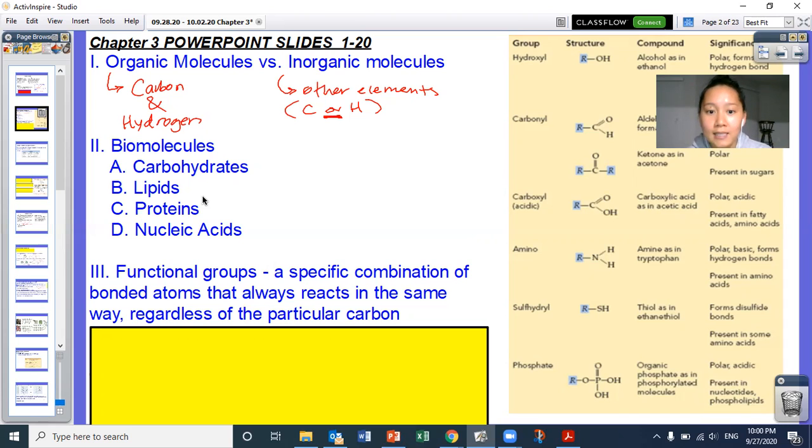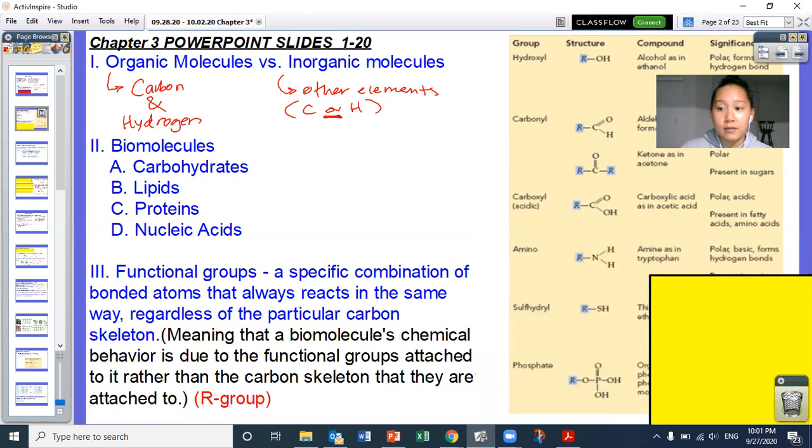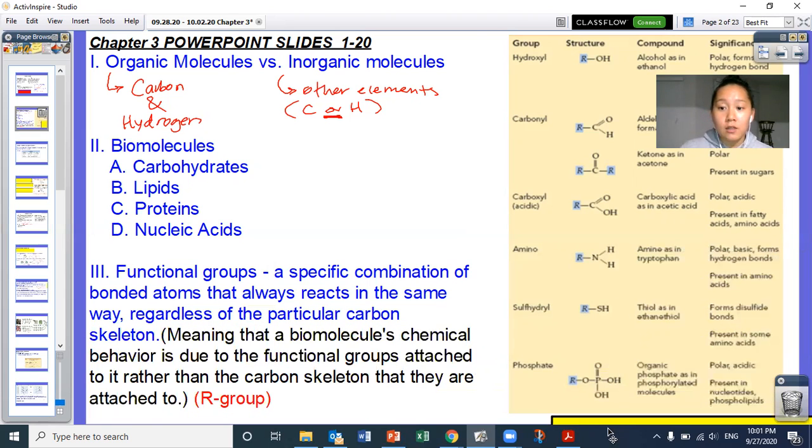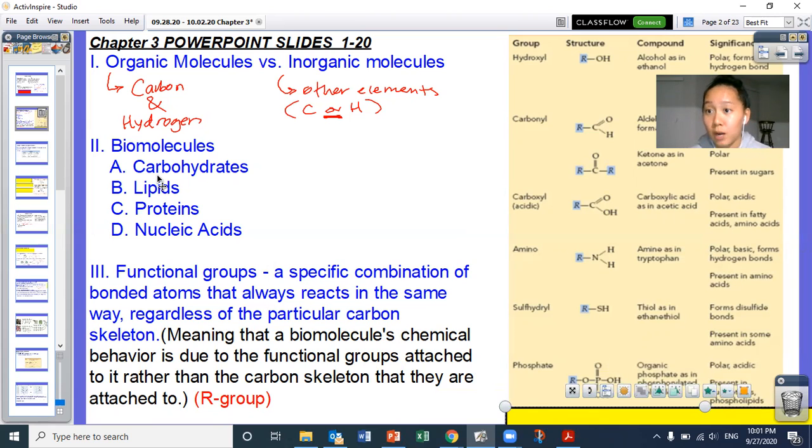It always reacts in the same way, regardless of the particular carbon skeleton, right? The carbon skeleton that's on the main molecule actually isn't going to affect its job that much. We already know the general job from it being in one of these 4 categories, but the functional group tells us how it interacts with other chemicals or molecules, what it's going to do in your body when it reacts with them. So a biomolecule's chemical behavior is due to the functional groups attached to it rather than the carbon skeleton that they are attached to.